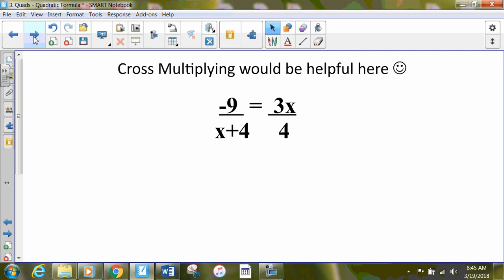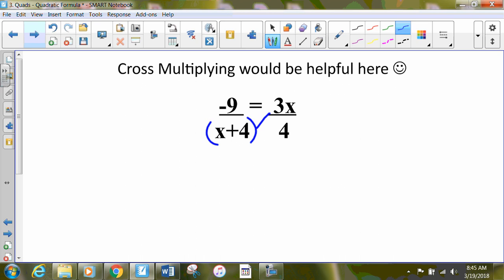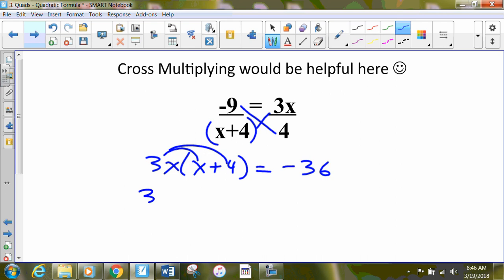We've done that a lot with linear equations, and we're going to remember to put parentheses around anything that has more than one term, whether in the denominator or the numerator. So we're going to cross multiply. We'll have 3x times (x plus 4) equals, we have to remember to put an equal to separate the two things that we're multiplying, negative 9 times 4, which is negative 36. We'll go ahead and distribute, so we'll have 3x squared plus 12x equals negative 36.